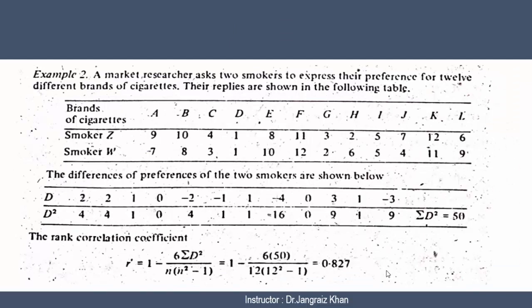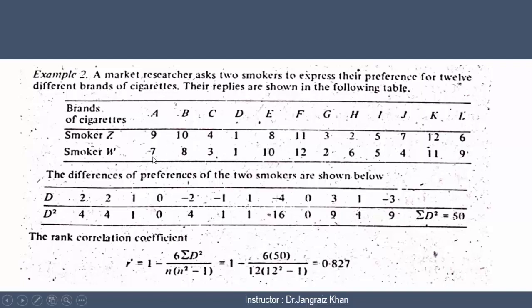Similarly, we have another example, the brands of cigarettes. The market researcher asked two smokers to express their preference for 12 different brands of cigarettes, and their replies are as shown in the following table. We have 12 different brands of cigarettes, and there are two smokers, Z and W, and they have been asked to show their preference. The observations are given in the table. These are the preferences of the smoker Z, and these are the preferences of the smoker W.